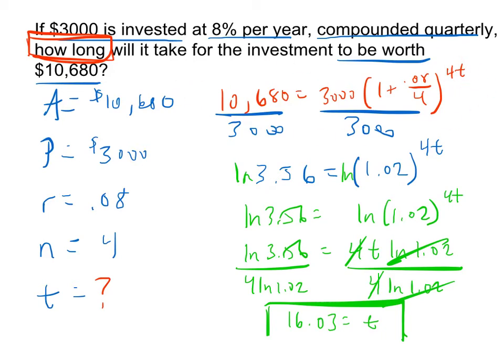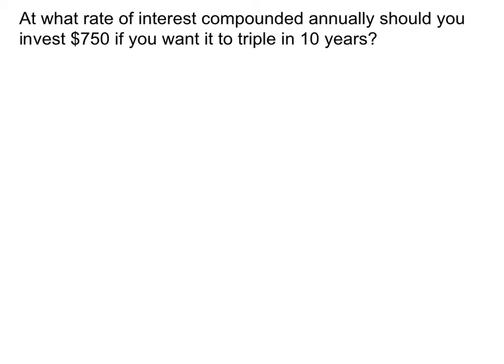And so when we have to solve for something in our exponent, we're going to have to use our exponential equations. So let's look at one more example. Let's read this problem. It says, at what rate of interest compounded annually should you invest $750 if you wanted to triple in 10 years? So I'm going to find what I know, A, P, R, N, and T, and see if I know any of that stuff.